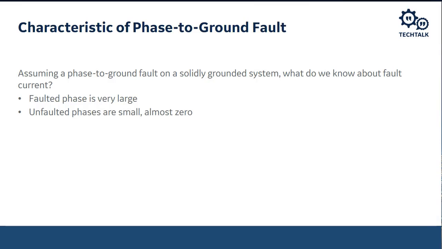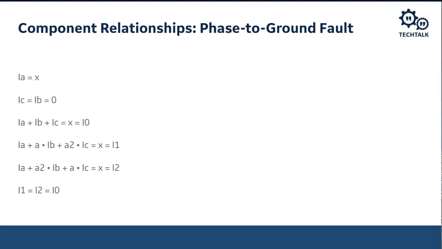There are things that we know about a phase to ground fault, right? If we have a phase to ground fault, one of the things we know is the faulted phase will have a lot of current on it. It will have fault current, so it's going to be very large. The unfaulted phases will be small, almost zero. So if we look at that and calculate our sequence components, IA is X, it's non-zero, right? IB and IC are small, so we're going to call them zero.